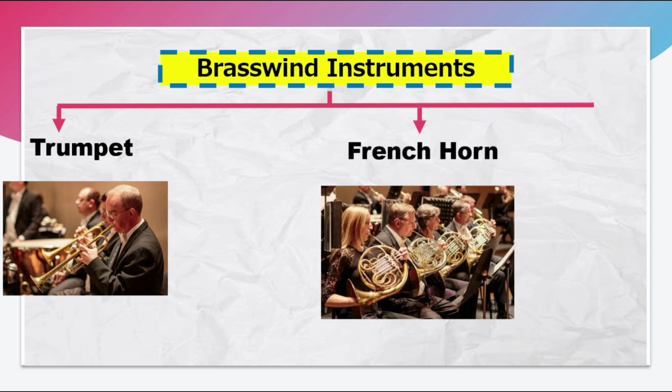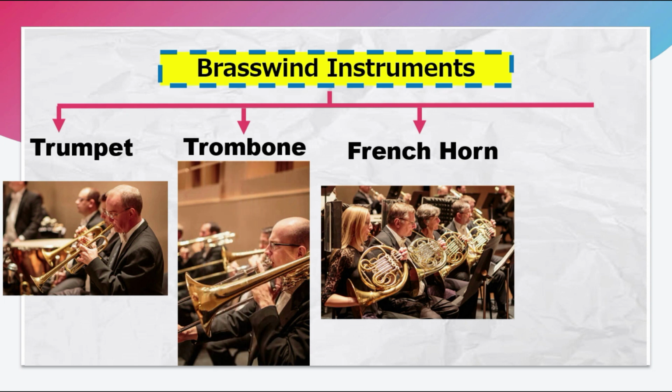Next, we have what we call the French horn. The French horn produces a variety of sounds from very loud to very soft. It is a spiral-shaped instrument with a large bell at its end. Next, we have what we call the trombone. The trombone is the only instrument that uses a slide instead of valves to change pitch.